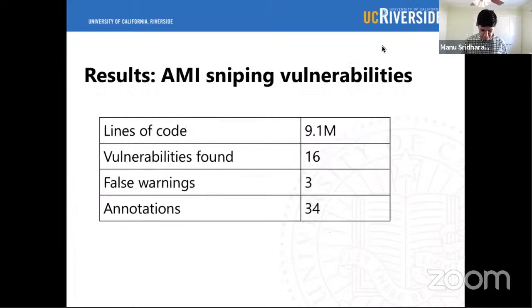So let me just briefly cover some results here. One experiment we did was to study a class of security vulnerabilities, AMI sniping vulnerability, on an industrial code base. So we ran our checker on a significant amount of code, over 9 million lines. We found 16 vulnerabilities with only 3 false warnings, and only 34 annotations had to be added in order to do this. So this was quite a good result in terms of overall effectiveness.